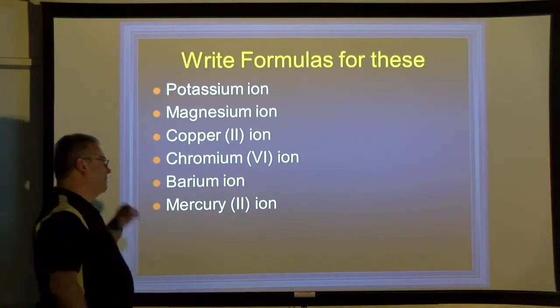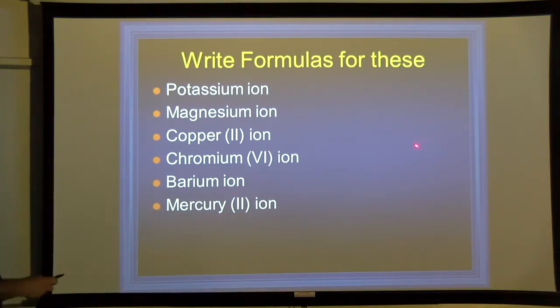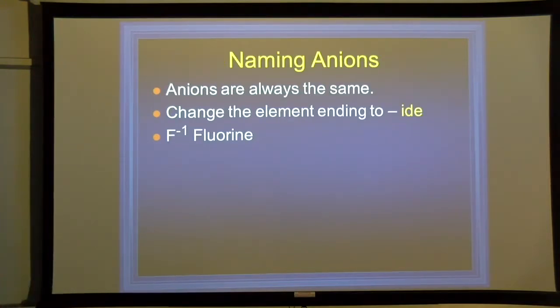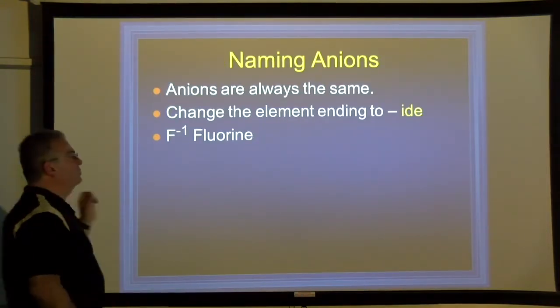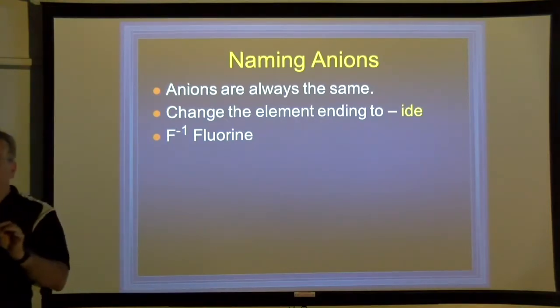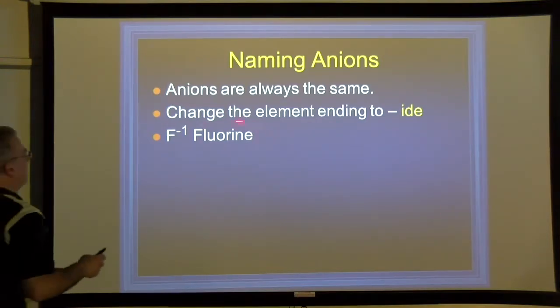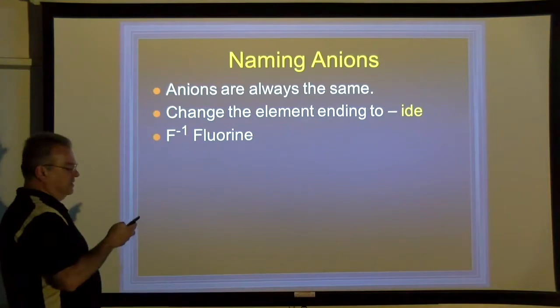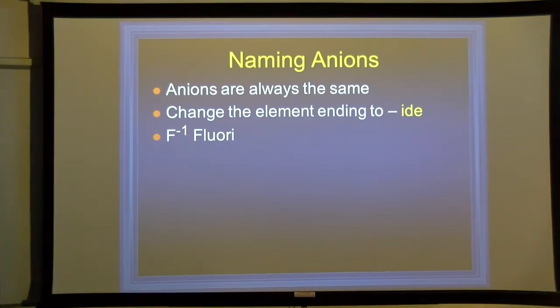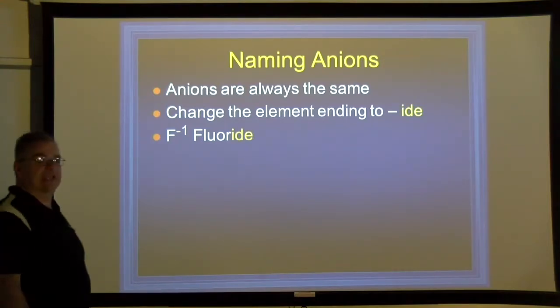Barium doesn't have more than one possibility. So it's barium with a +2. But mercury does. And this is mercury with a +2. That's how it works. Now the anions: if there's only one type of atom in the anion, then it's real simple. You take the name of the atom that created the anion and you take away the "ine" ending and you put "ide" in its place.